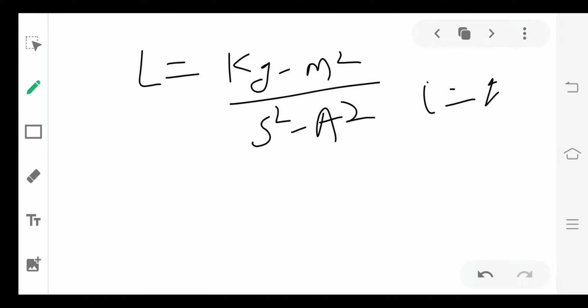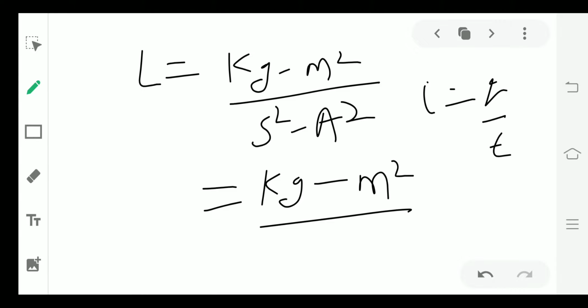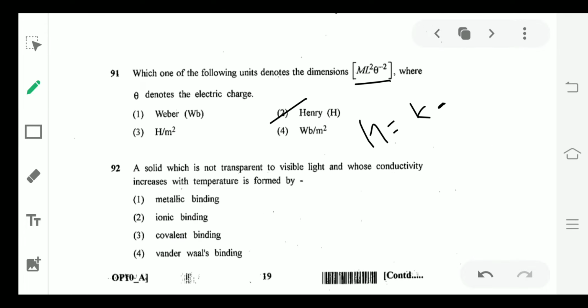If we convert this ampere into electrical charge, I is equal to Q by T. So Q is the coulomb and T is in seconds. Replacing it in terms of coulombs, it will be theta square and second square. So second square will be cancelled out, leaving kg meter square per theta square. This is the SI unit of Henry.